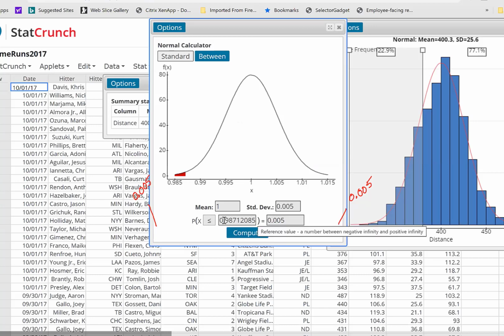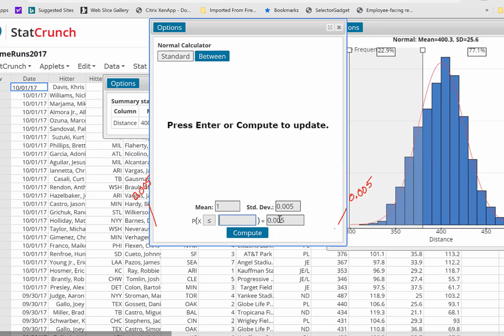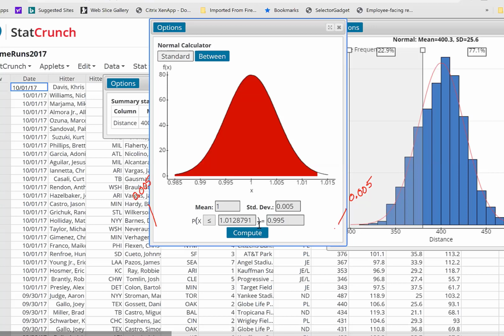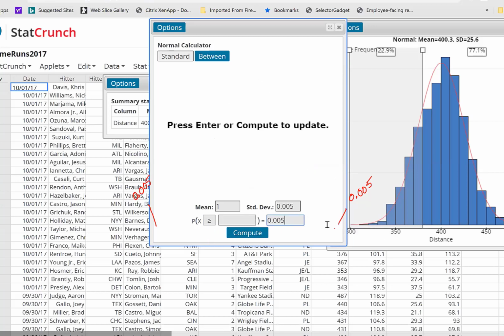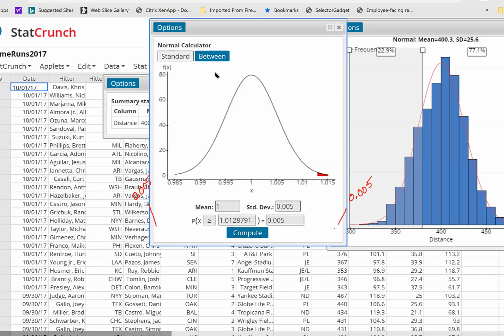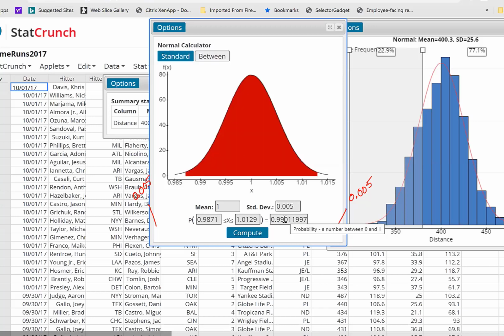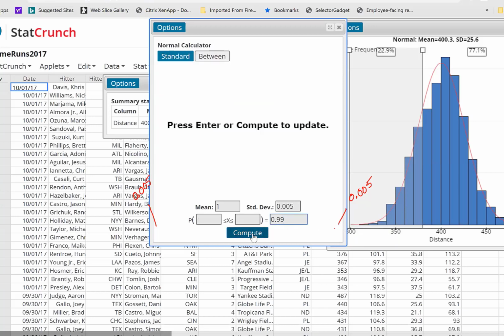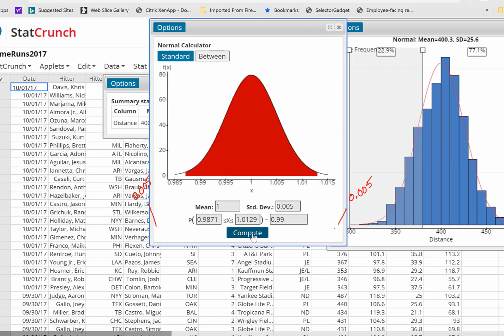And then what you'd want is either 0.995 to the left to get the right bound, or if you made this a greater than, put in 0.005 to the right. They both give you the same answer. But I think picking between and just making that 0.99 and clicking compute gives you the value. Pretty slick, a lot easier.